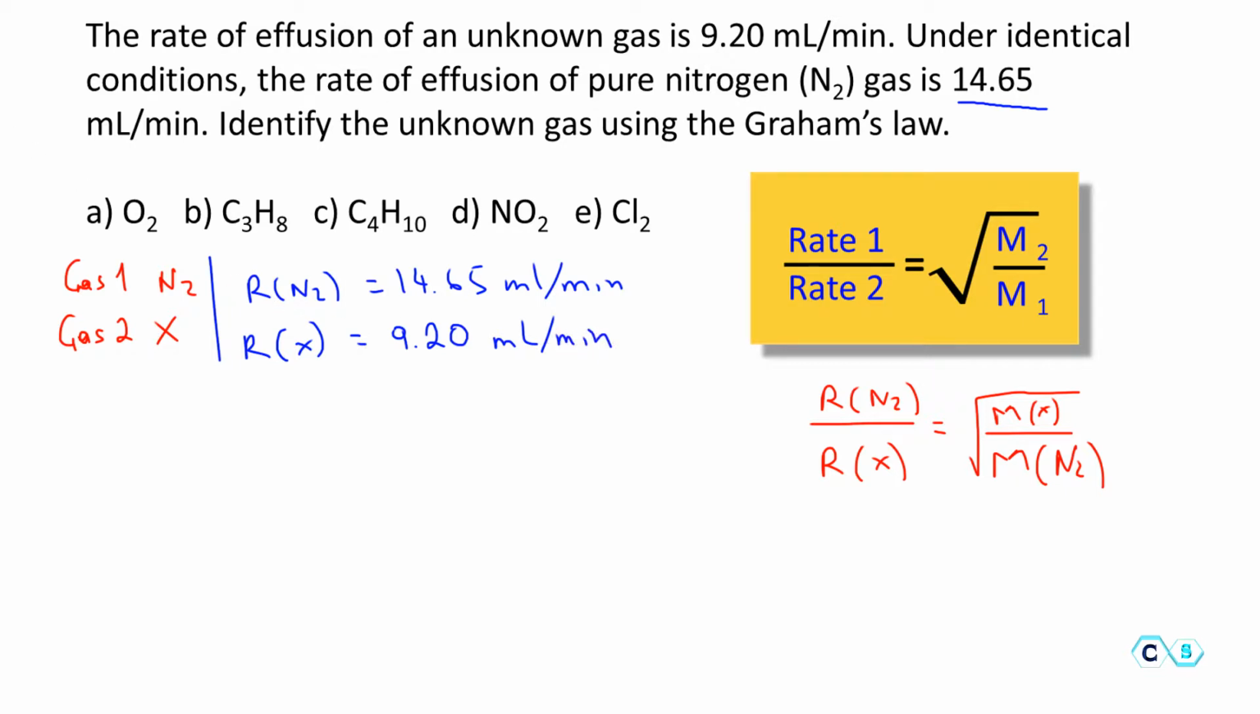It's good to pay attention to the rates. Nitrogen goes faster, so its rate of effusion is higher than the unknown gas, which means that the unknown gas is going to be bigger, so it has a higher molecular mass. That's why it is traveling slower than the nitrogen. At this point we can use this to make some predictions, but we're going to do our calculations and see if it's consistent with our prediction.